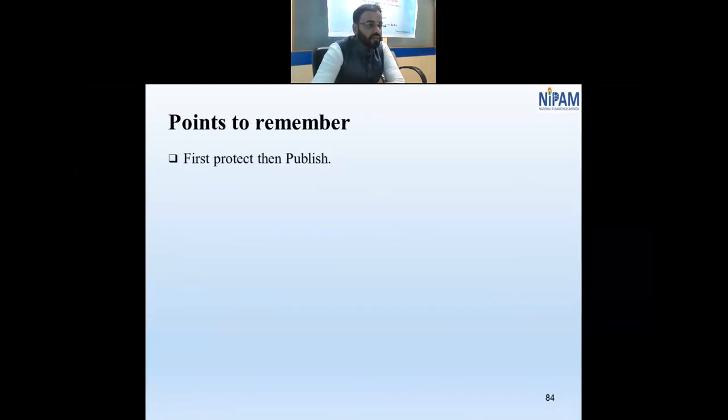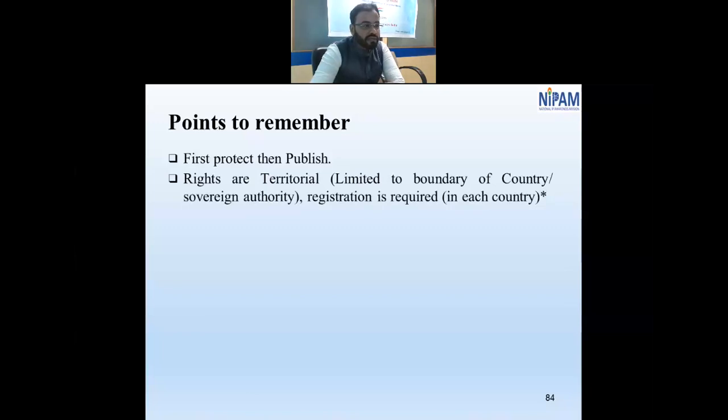The first thing you need to keep in mind is that before making your invention or your intellectual property public, first approach the intellectual property office and register for it, and then make it public. One of the biggest challenges the intellectual property office faces is that inventors, especially in India, don't have knowledge, and they first publish their invention and then approach the intellectual property office asking for a patent registration. This is a wrong strategy. You should first go for protection and then go for publishing your intellectual property work.